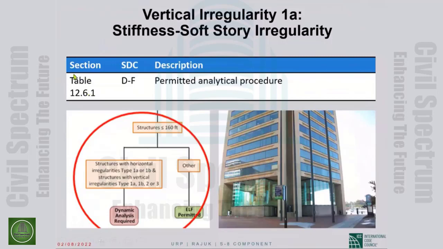the only thing that is triggered is this dynamic analysis, permitted analytical procedure. So vertical 1A, 1B are also bad irregularities that would trigger dynamic analysis even for shorter buildings.